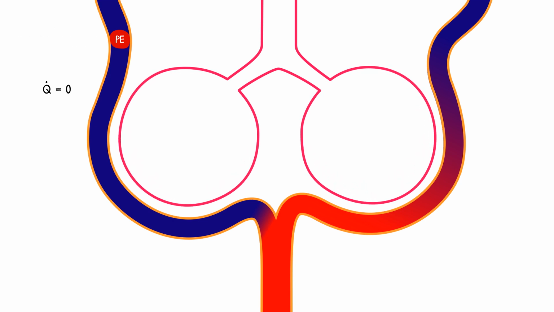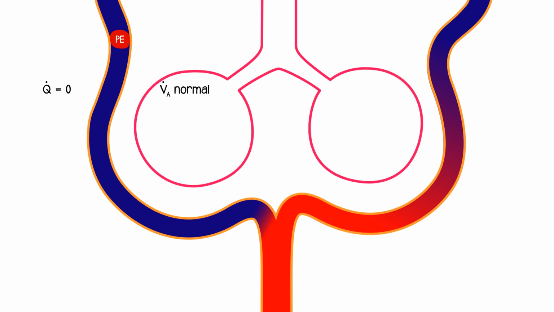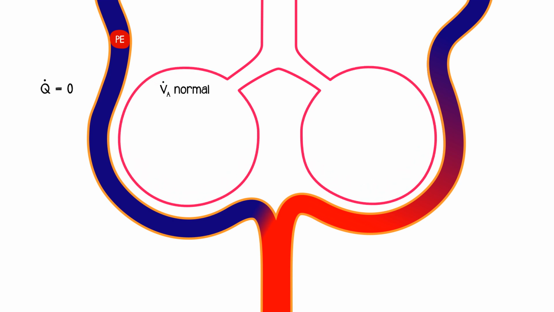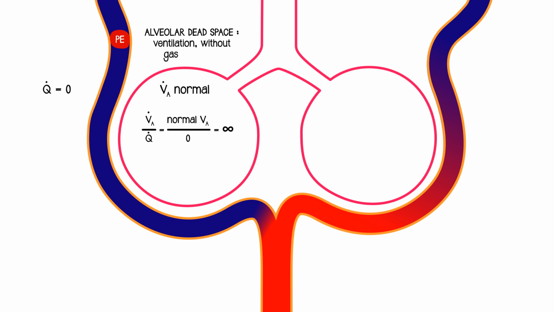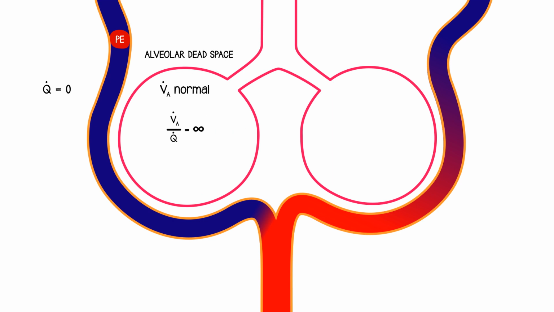So what we now have is ventilation which is normal and perfusion which is 0. That puts a 0 in the denominator, and that gives you a ventilation-perfusion ratio of infinity. This problem is referred to as alveolar dead space, and the idea is that we now have lots of alveoli in this damaged part of the lung which are being ventilated, but the gas is not being exchanged at all. So it's effectively dead space, it's not contributing to oxygenating the blood.